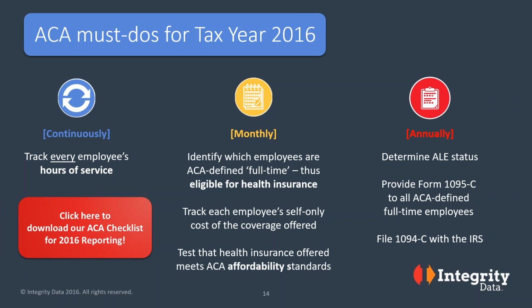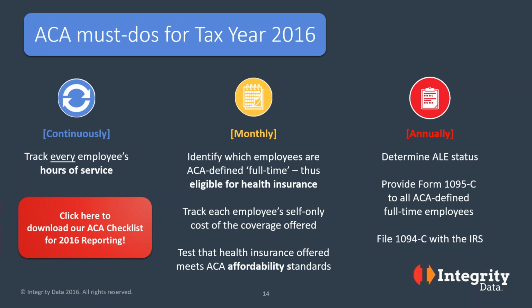Now on an annual basis, at the end of the year, you must determine your ALE status to know whether or not you need to comply next year, provide Form 1095-C to the employees, and submit the forms to the IRS. What I've seen in the last 2 years is that most employers, and not all, but too many is probably the best way to say it, are pushing off their ACA efforts until this annual process. Oh, okay, it's end of the year, I guess we'll start thinking about ACA and compliance and 1095-Cs. And if you have any number of part-time employees, that's very dangerous.